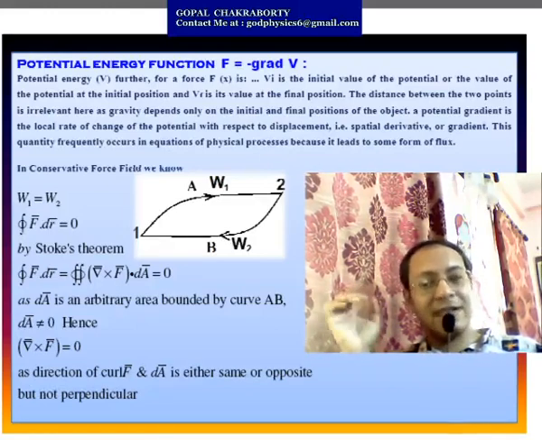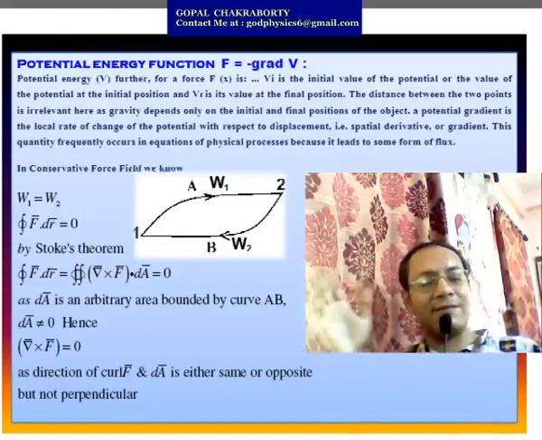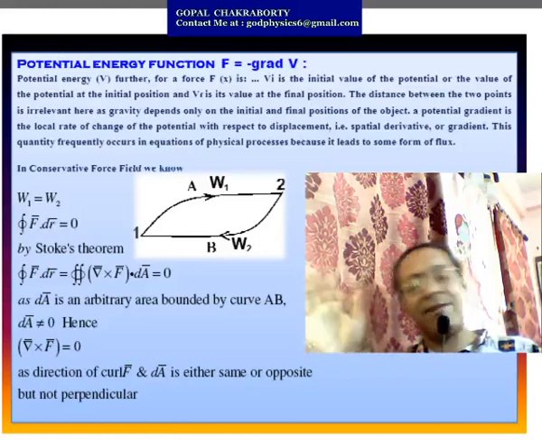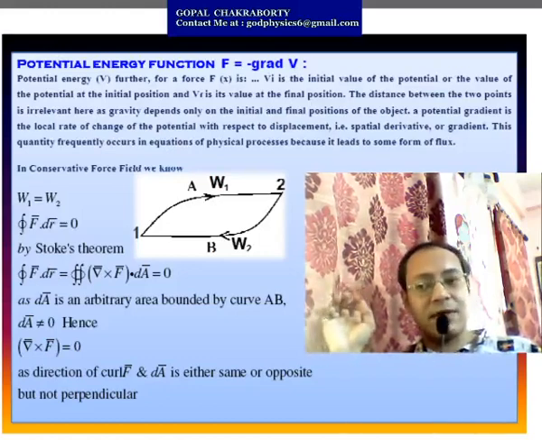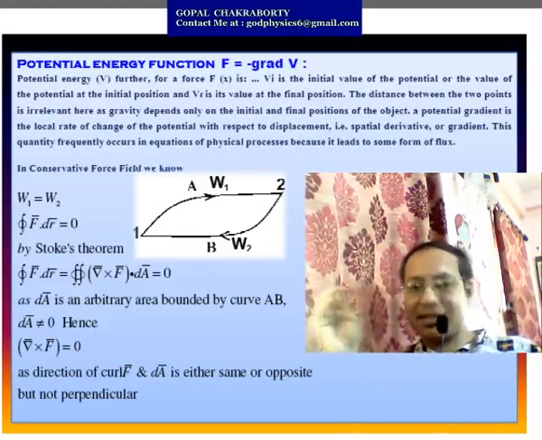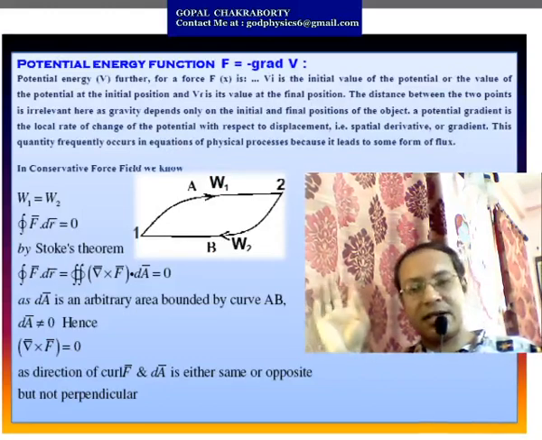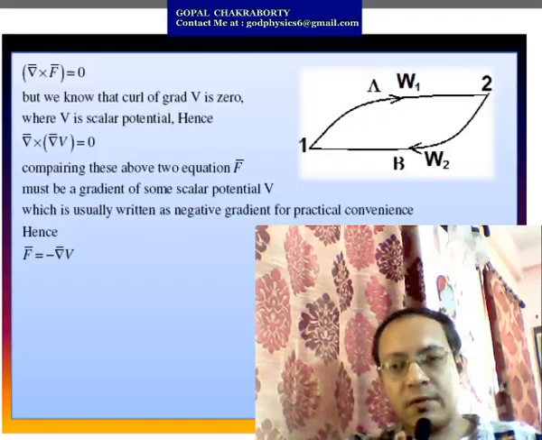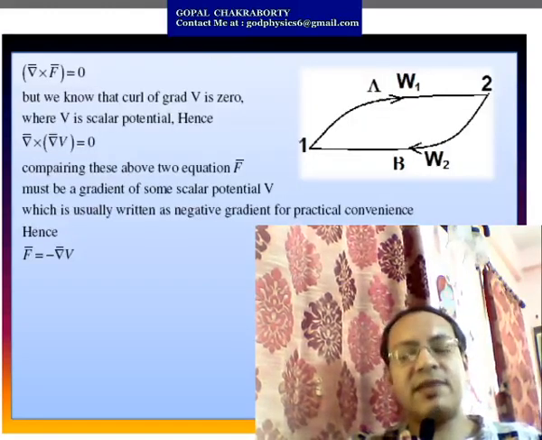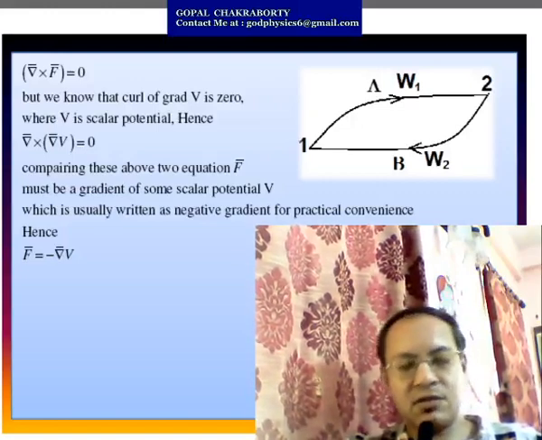If it is perpendicular, we know del cross F is del F sin theta, sin 90, so it has a value. It can't be 0. That means either they are in the same direction or opposite direction, but it can't be perpendicular. So, from the last equation that we have derived, del cross F is equal to 0.